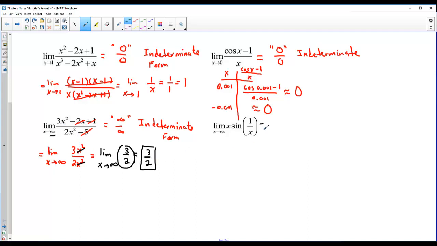Let's look at this problem, because this one is kind of similar to the one above it in a way. You plug in infinity, and you get infinity times sine of 1 over infinity. So let's write this down. This is going to give us another indeterminate form. And so this is infinity, and I'll put this in quotes, because really I'm thinking here, this is infinity times sine of 0. Because 1 over infinity is like 0, and then sine of 0 is 0. So this is another type of indeterminate form: infinity times 0.